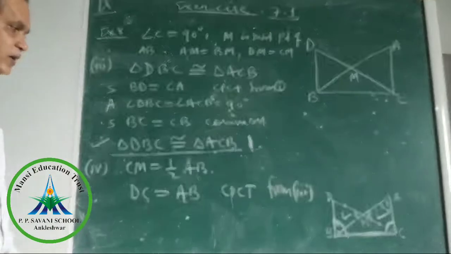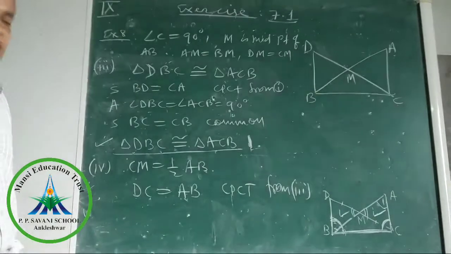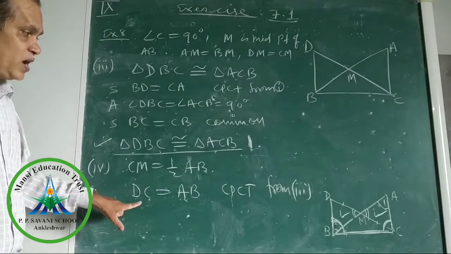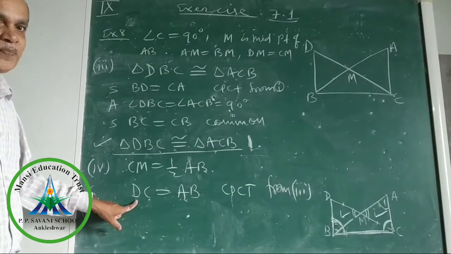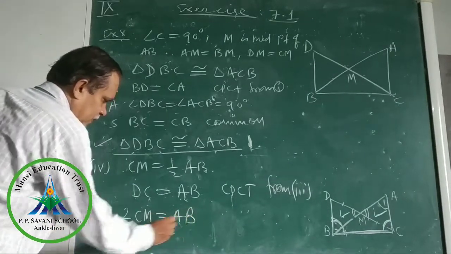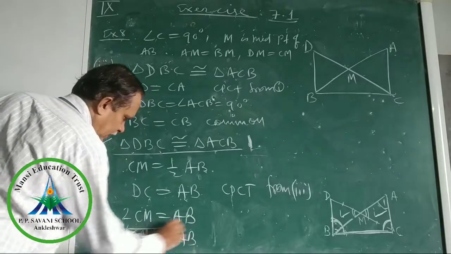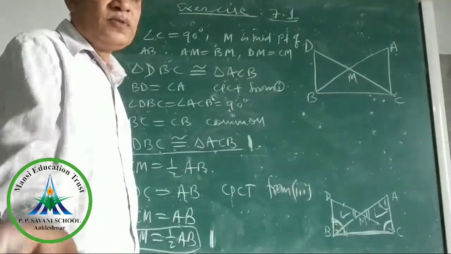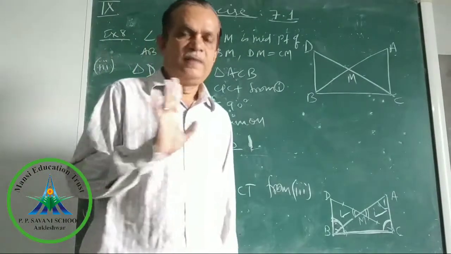Now if they are equal, I am asked to show CM equal to half AB. So CM is part of what, DC or AB? CM is part of DC. And we know M is the midpoint. Therefore, DC is 2 times CM. Yes or no? See, 2 times CM equal to AB. So CM equal to half AB. Hence proved. See students, please see the video 2 times, understand and solve these examples yourself. Right? Okay. Fine.